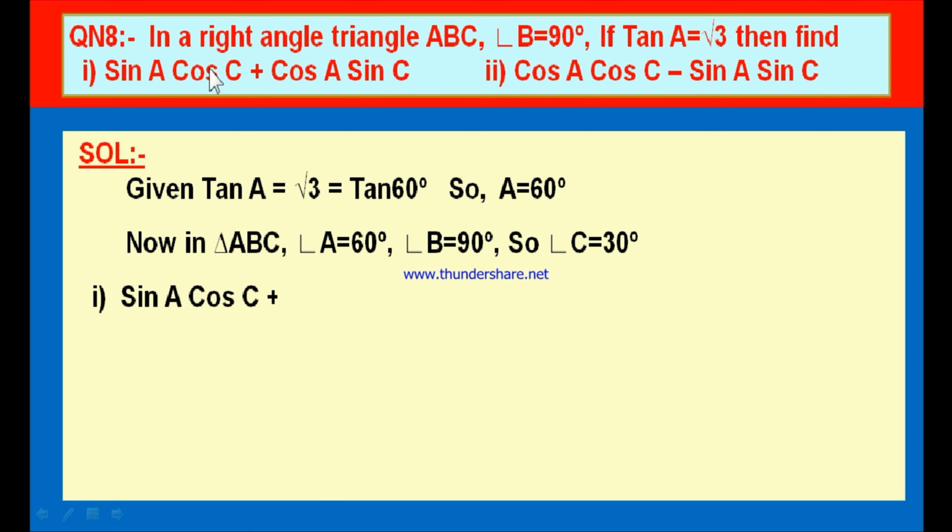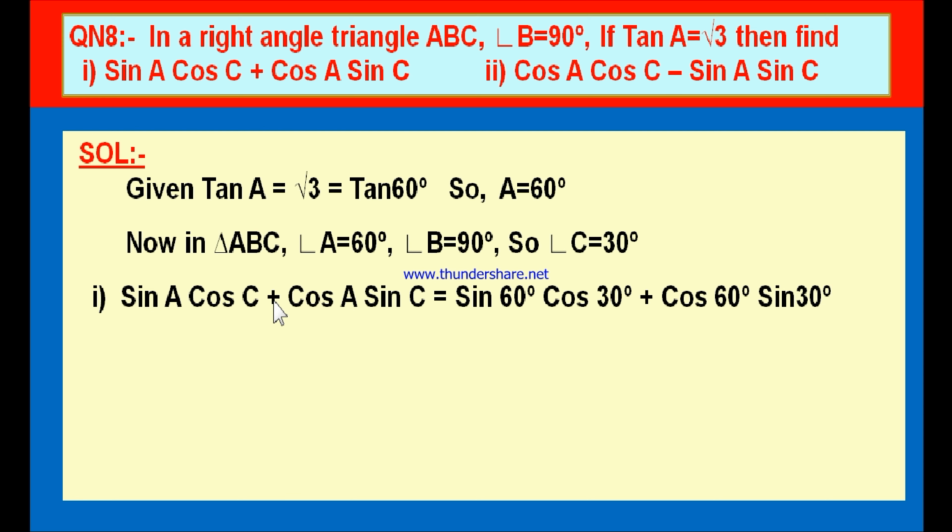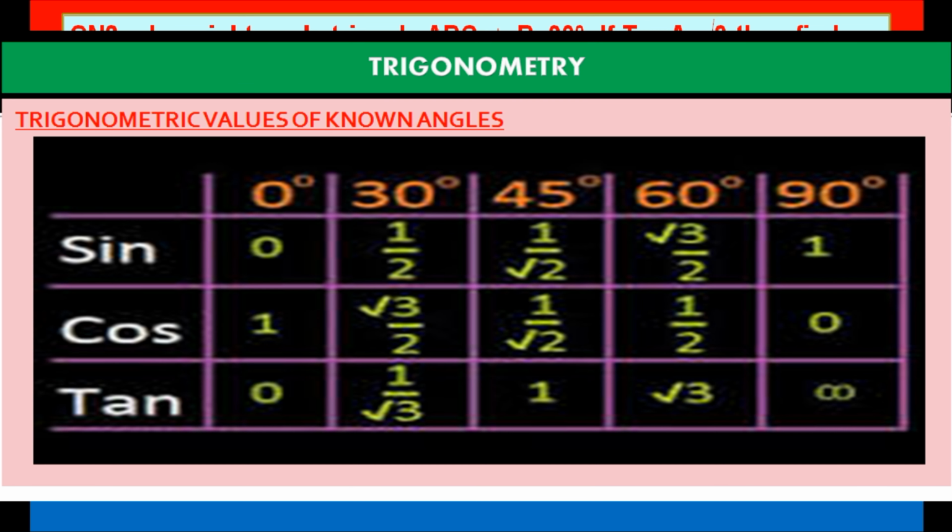Now, look at the first bit, sin A cos C plus cos A sin C. Substitute A value 60 degrees and substitute C value 30 degrees. So that this question may become sin 60 degrees cos 30 degrees plus cos 60 degrees sin 30 degrees. Isn't it? Sin A cos C plus cos A sin C. In the place of A, substitute 60 degrees and in the place of C, substitute 30 degrees. Again, from the table, I shall show the table once. From this, you may find cos 60 degrees, sin 60 degrees, cos 30 degrees, cos 60 degrees and sin 30 degrees values.